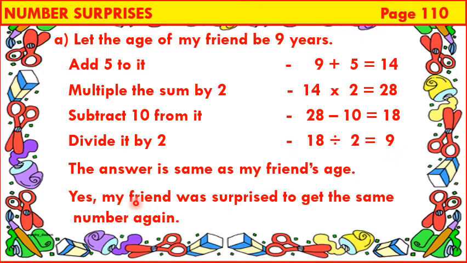Now ask him what answer he got. He will reply as 9. And that 9 is your friend's age. So we can get your friend's age back, isn't it? Your friend also will be surprised to get the same number again. This game you can play with your parents also.